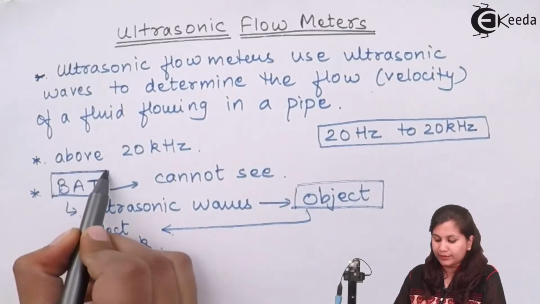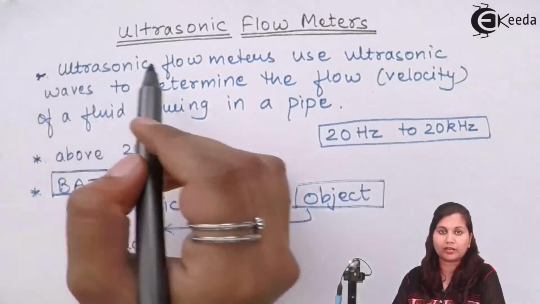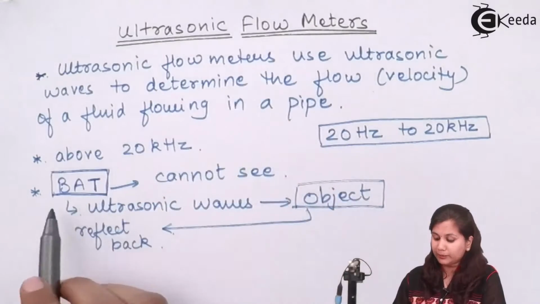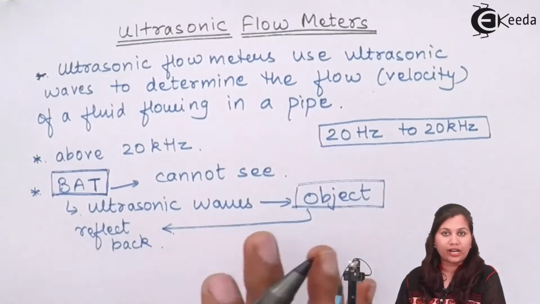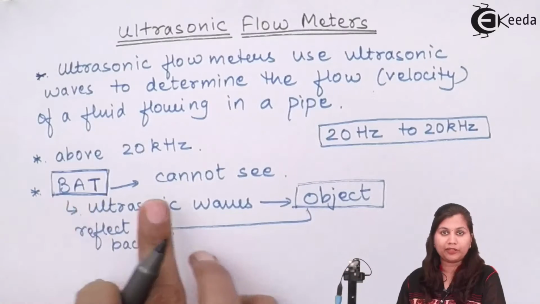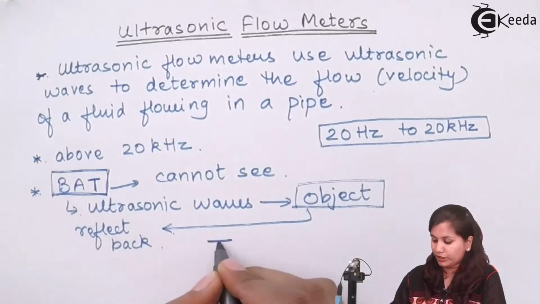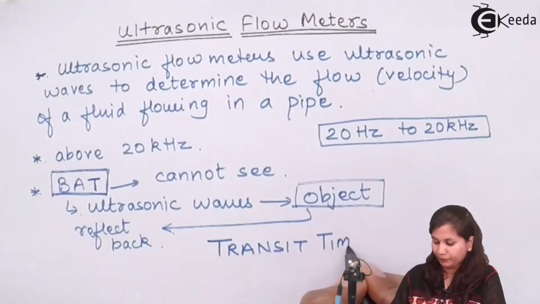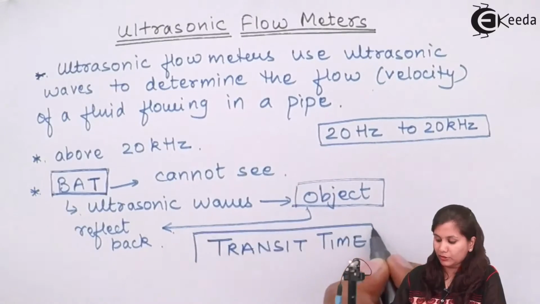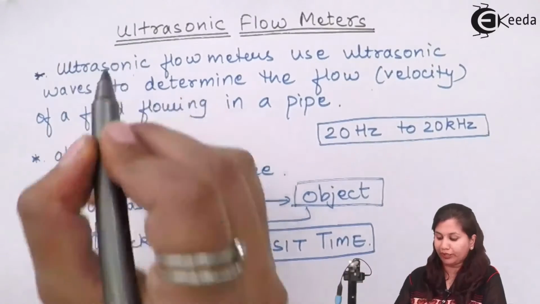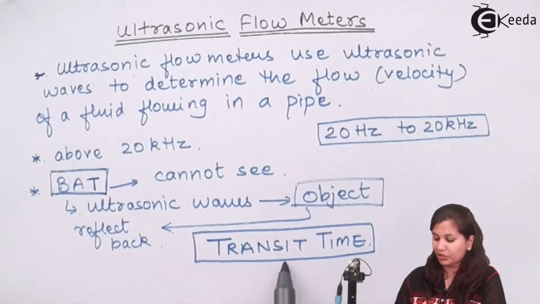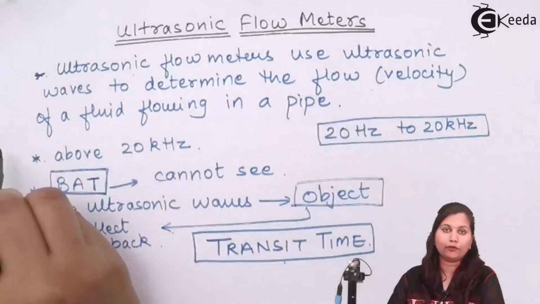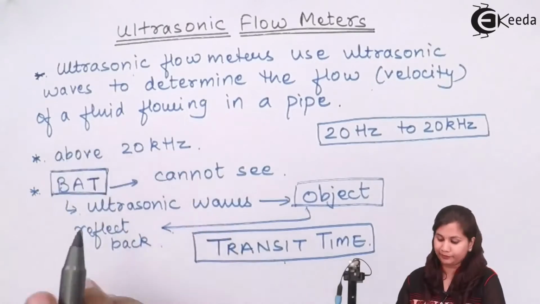So this same principle is being used by the ultrasonic flow meters also. Here the bat is calculating the transit time, meaning the time taken by the waves to strike and to return back. So this time is called the transit time. So these flow meters also use the same principle to find out this transit time, and this transit time is used to determine the flow of the fluid. Okay, so let's see the principle of working of these ultrasonic flow meters.